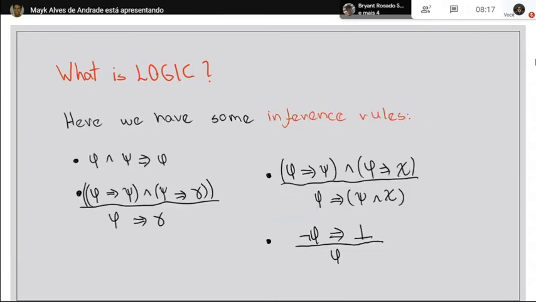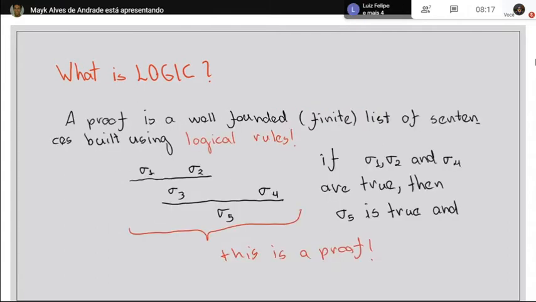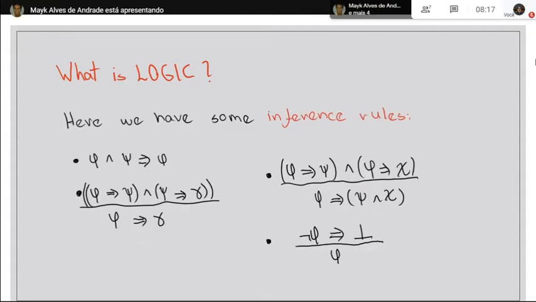And here we have some inference rules. So I said that we go from one step here to another using logical rules, and those are also called inference rules. And they are quite simple, right? They correspond to strategies we use to prove propositions.